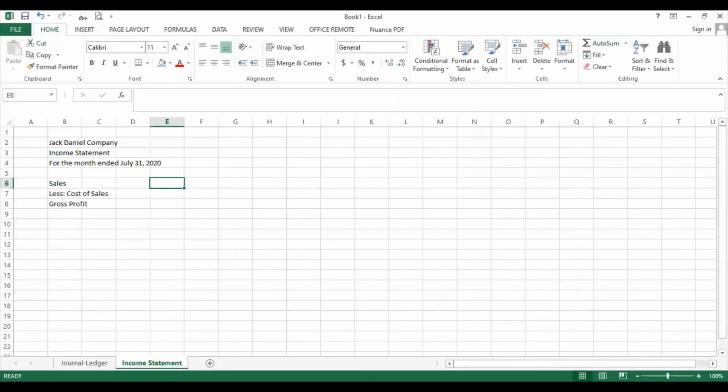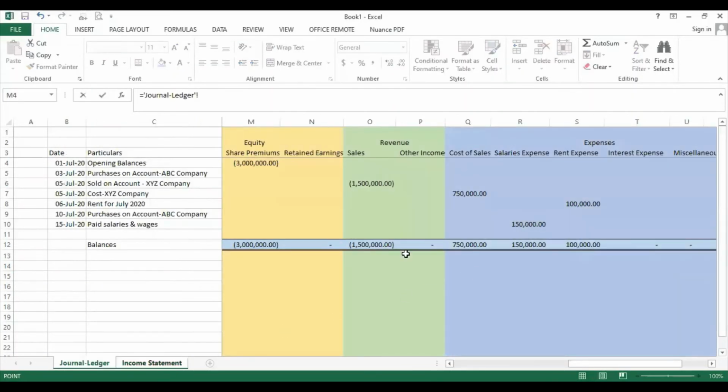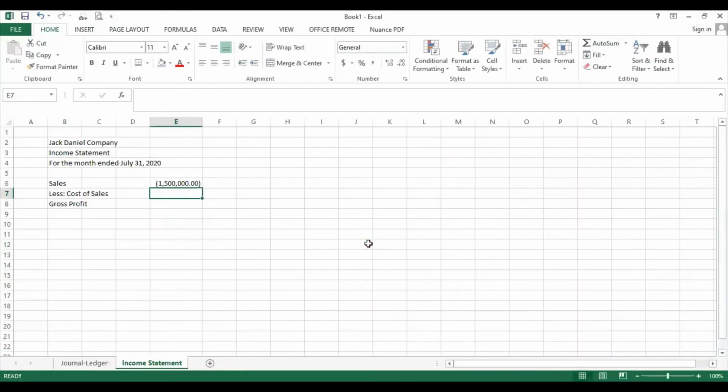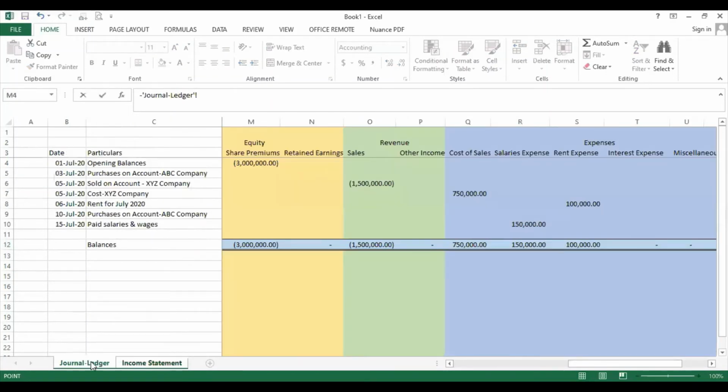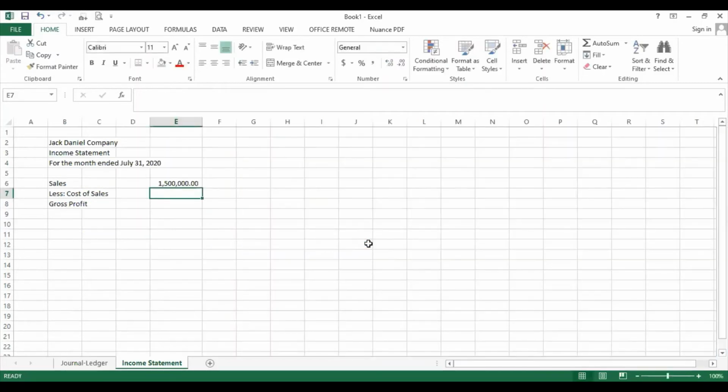If you connect that sales, for example, here you will have a negative sales, but we don't have negative sales in our income statements. So to do that, we just press negative, go to the journal, and click again your total sales. Again, we are getting balances. This is equivalent to ledger balances. So click the balances and then enter. So you now have positive sales.